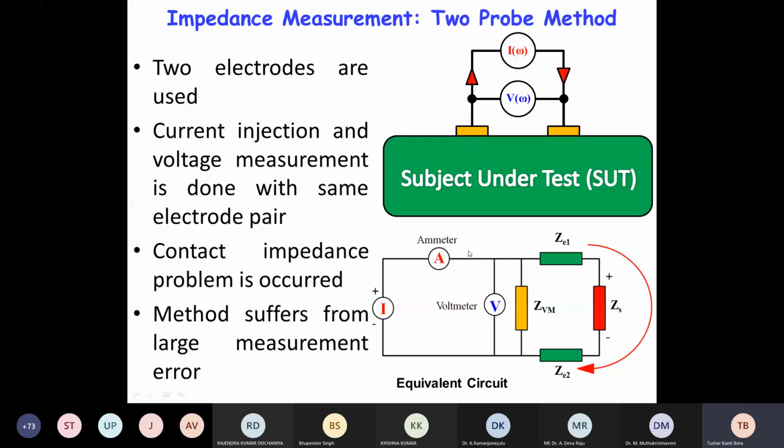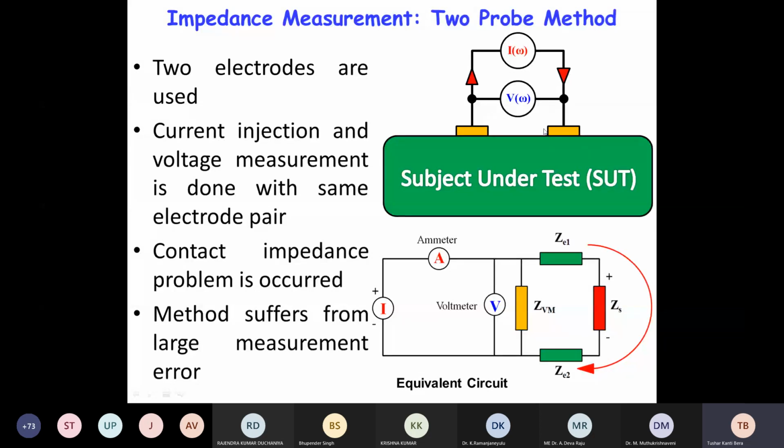And that material testing can be done either with the 2 electrode method or the 3 electrode method. As the name 2 probe method or 2 electrode method suggests, it measures impedance with only 2 electrodes, as shown by these yellow boxes. So with 2 electrodes, the current injection is conducted through these 2 electrodes, and the voltage is also measured across these 2 electrodes.